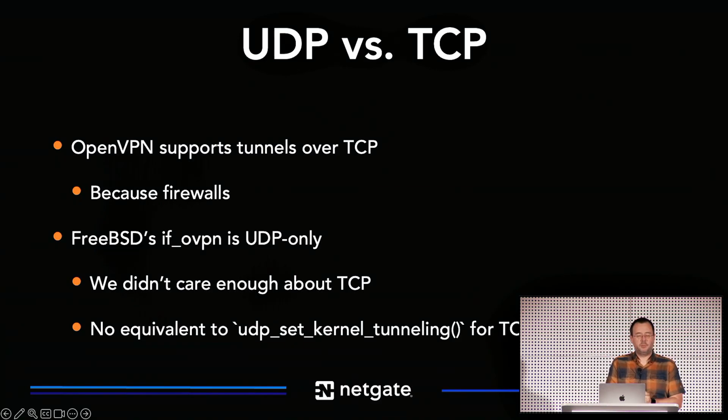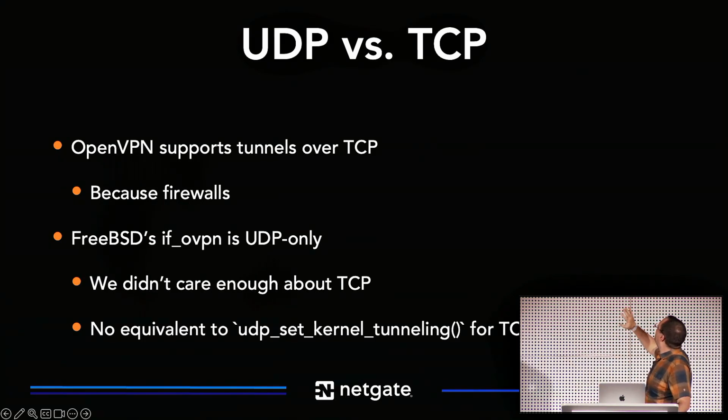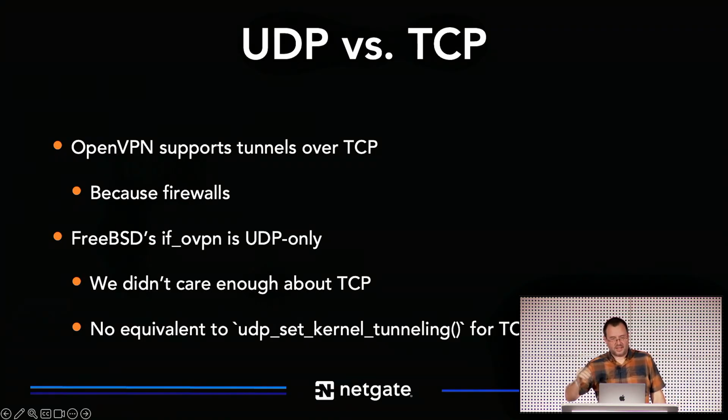The FreeBSD implementation, we decided for simplicity's sake, we're only going to do UDP. Partly because we didn't really care about TCP. Basically, everyone runs OpenVPN over UDP. Also because it would have made the implementation a lot more complicated. There is an entry point in the kernel, we'll get into that later, where you can set a tunneling function. We have that for UDP, we don't have it for TCP.